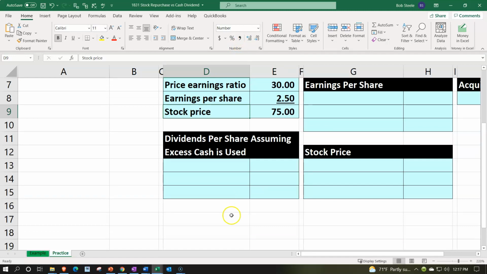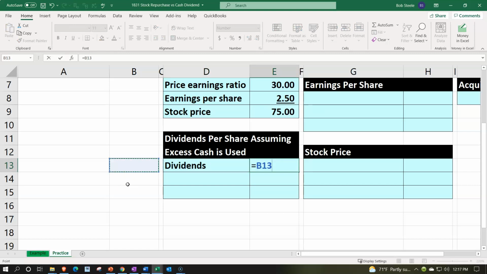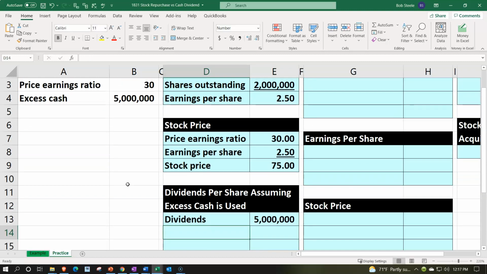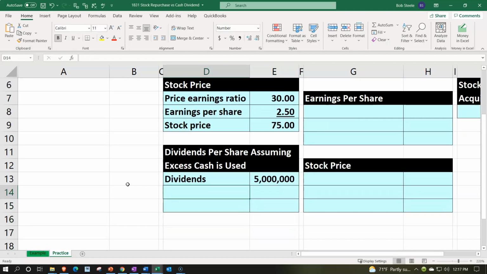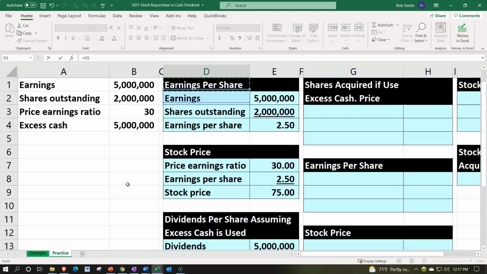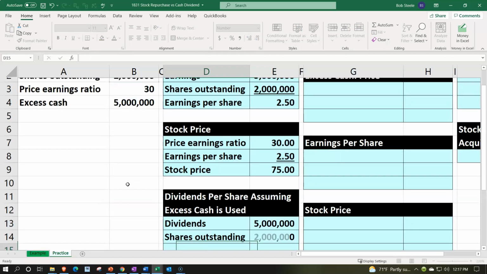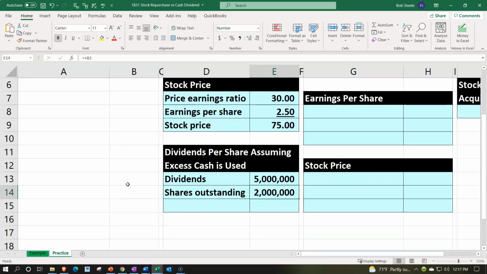Now we'll take a look at the dividend per share, assuming excess cash is used. So we're going to use that cash to give out the dividends. What would the dividends on a per share basis be? We'll pick up the dividends, the amount from that excess cash that we're saying we're going to distribute in the form of dividends. We're going to compare that to the shares outstanding. So the shares outstanding, let's just pick that up here, at the 2 million. These are outstanding shares because they're outstanding.